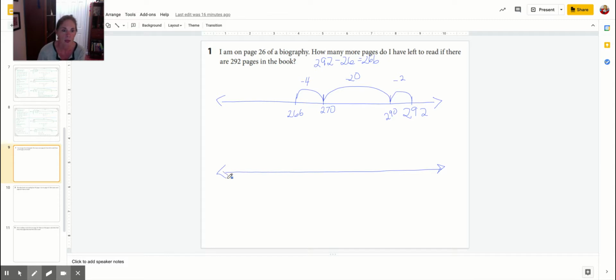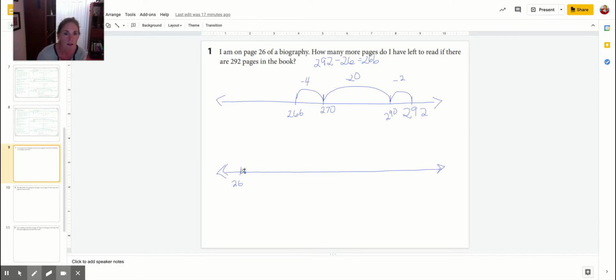So hopefully you guys have some writing on your slides. This strategy is called differencing. It's kind of like, what is the big gap between 26 and 292? And that one you can do on a number line too. It's a big gap. We already figured out that it's 266. So we start way down here at 26, and we're going to add up until we get to 292.